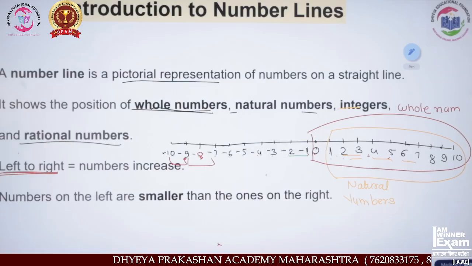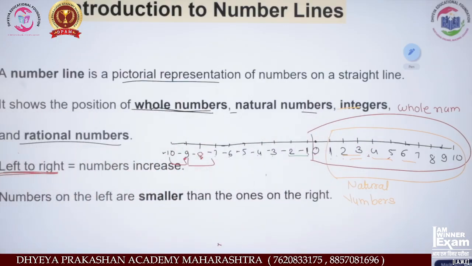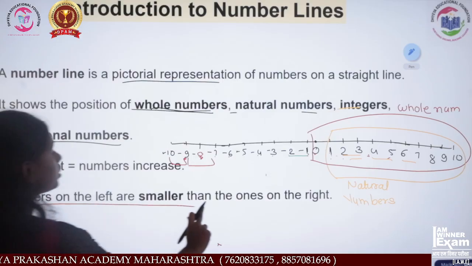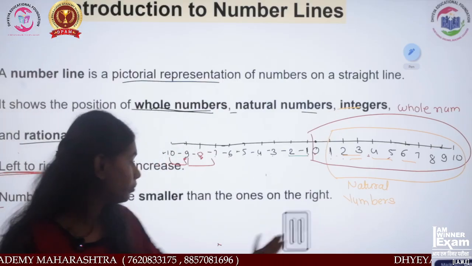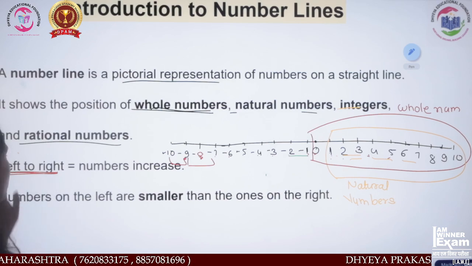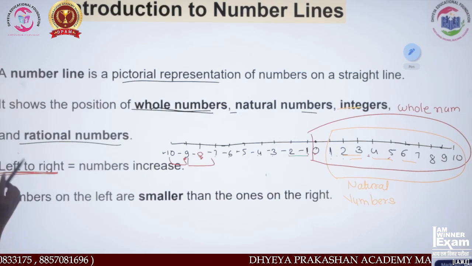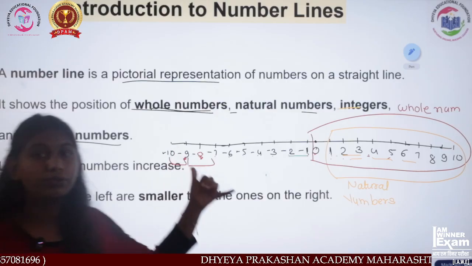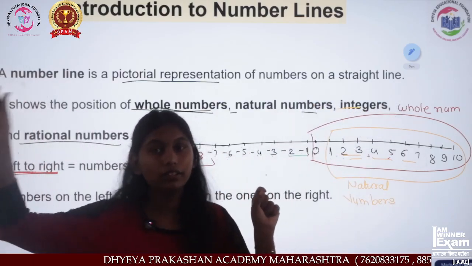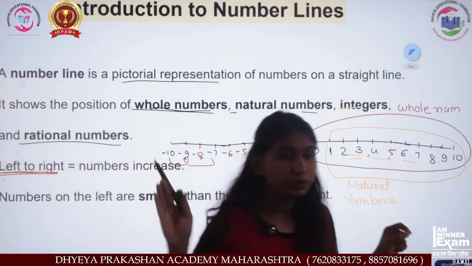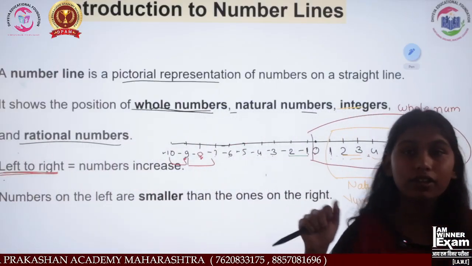Then next, in the same way, up to whatever number you will take. So numbers on the left are smaller than the ones on the right. Here we have seen that from left to right, the number increases. What does it mean? That the number on the left is smaller than the right one.